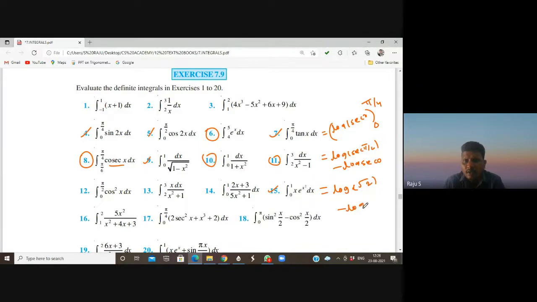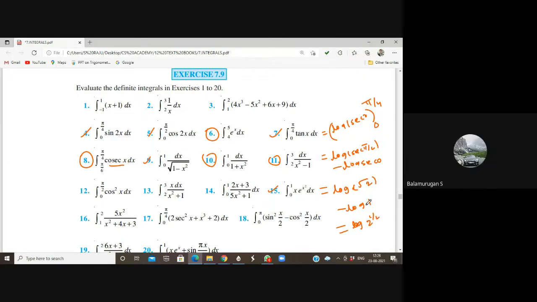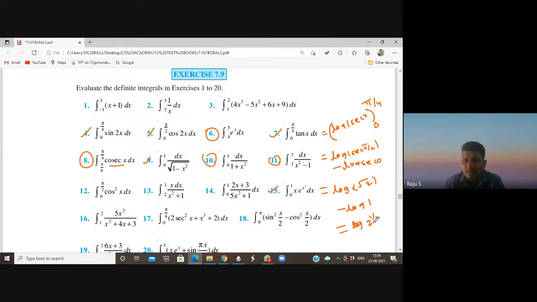Minus log secant 0 is 1. What is log 1 value? 0. So log root 2 can be written as log 2 power 1 by 2, minus 0. So 1 by 2 log 2 is the answer. Otherwise, log root 2 is the answer for this question. Tan x.